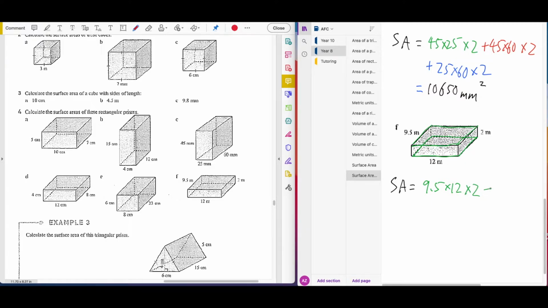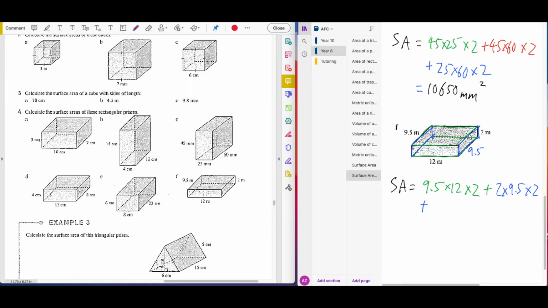Now we need to add this to the left face and the right face, right? So this is the left and the right. What are the dimensions of the left and right face? Well, we know that the height of this rectangle is 2 and the base is 9.5, because it's 9.5 here. So we do 2 times 9.5, and because there's left and right, so there's 2 faces, times it by 2. And lastly, we need to add the what?